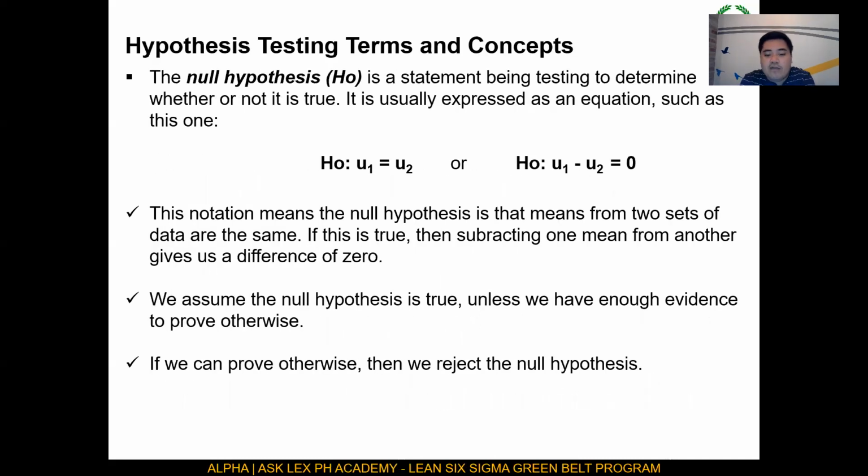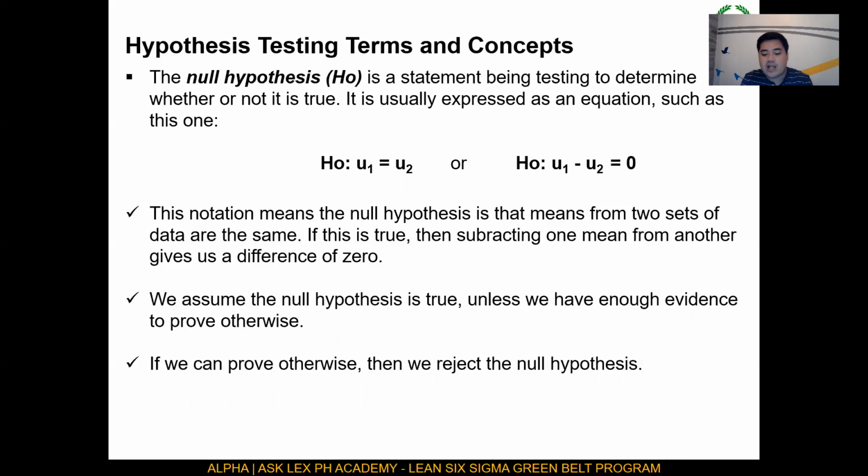Before we go into the actual hypothesis testing, we have to understand that we have to set what we call hypothesis testing statements. These are important for us to be able to determine what particular test could be used. Now, we have what we call a null hypothesis represented by H sub 0. This is the statement being tested to determine whether or not it is true. It is usually expressed as given in the slide. H sub 0: mu 1 is equal to mu 2, or mu 1 minus mu 2 is equal to 0.